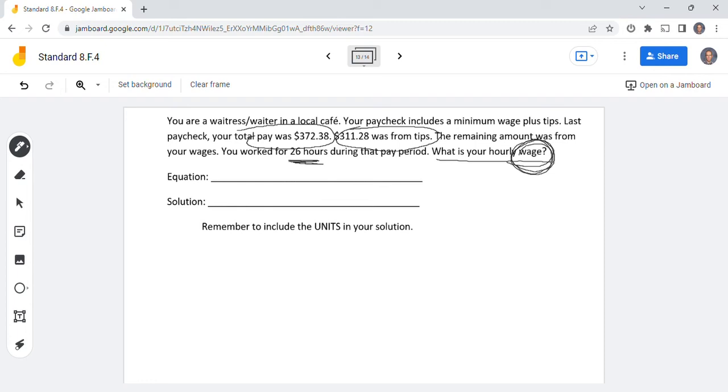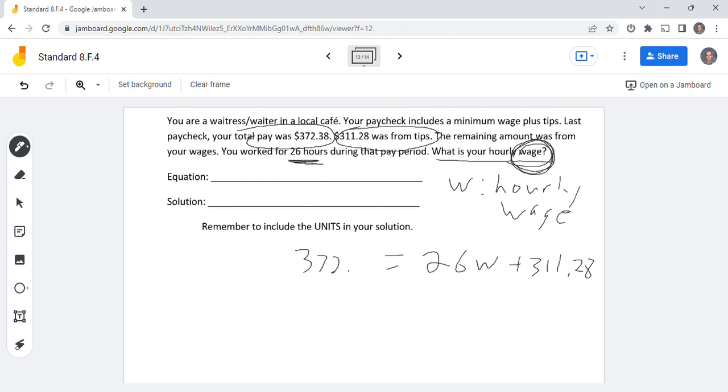All right, so we're going to have our hourly pay, which would be 26 times W, I'm going to call it. Let's label W. W is our hourly wage. So 26 hours times that hourly wage will give us our wages for all the hours that we work, the money. We know that we got $311.28 from tips. So I'm going to add that $311.28. And over on the other side, we have our total pay, $372.38. So if we take our pay for our hours plus our pay from our tips, that should get us our total pay. That's our equation. That's what I want you to write here.